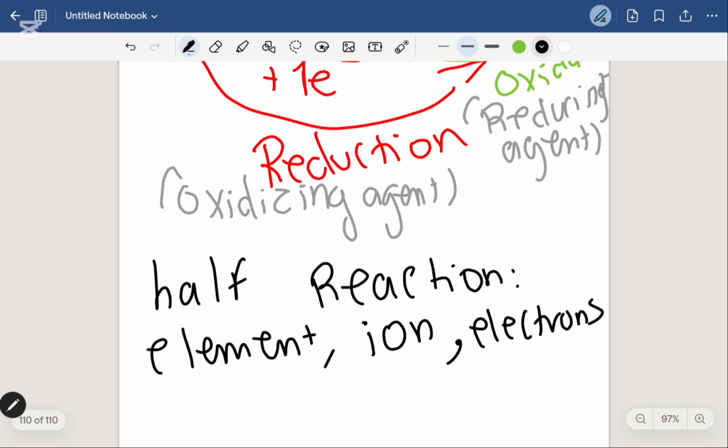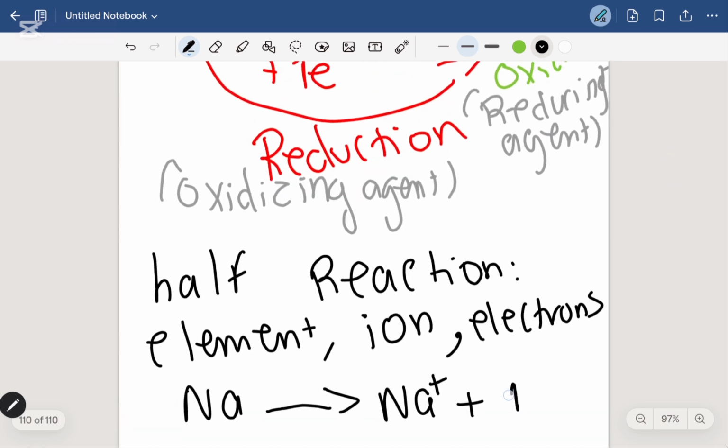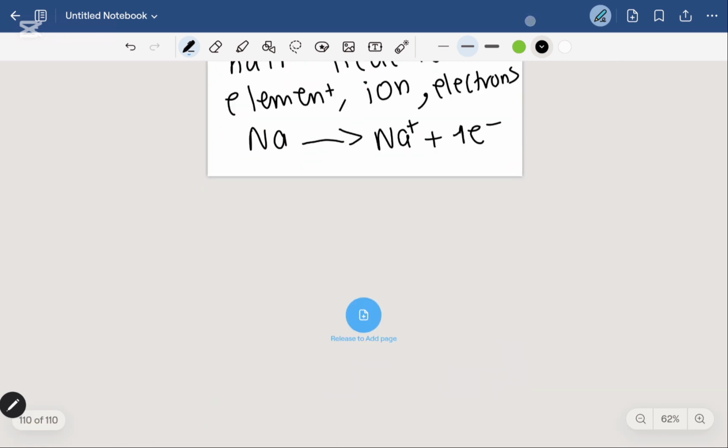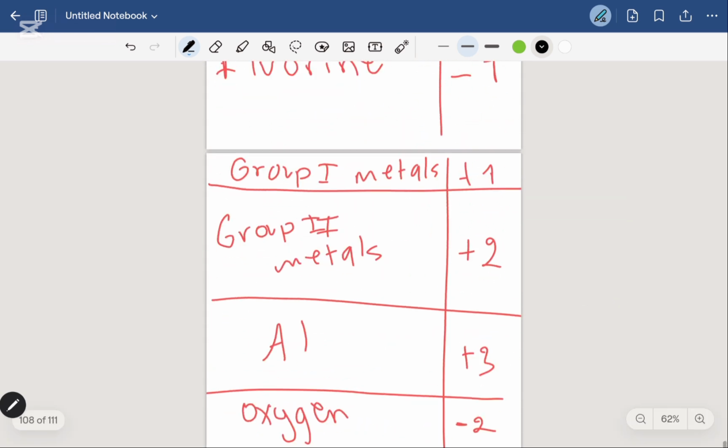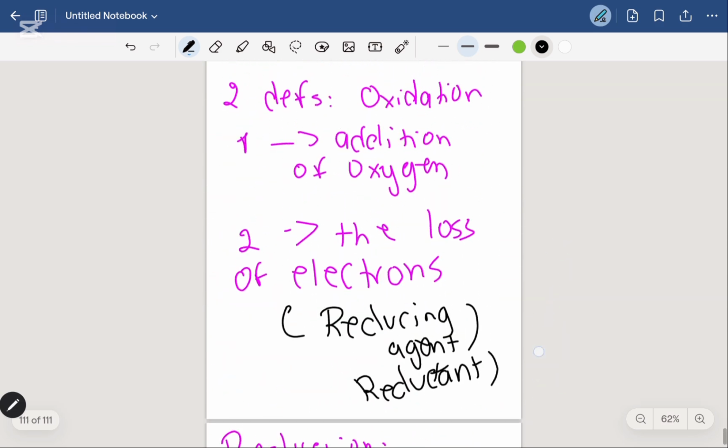So, for example, Na. Na loses one electron. So it becomes Na plus, this is the ion. And the electron, what does it lose? It loses one electron, so 1e minus. If we're going to talk about Cl, Cl gains an electron, so we're going to put it on the reactant side. So Cl plus 1e minus is going to give us Cl minus. So I'm pretty sure this is all that is going to come in the exam.